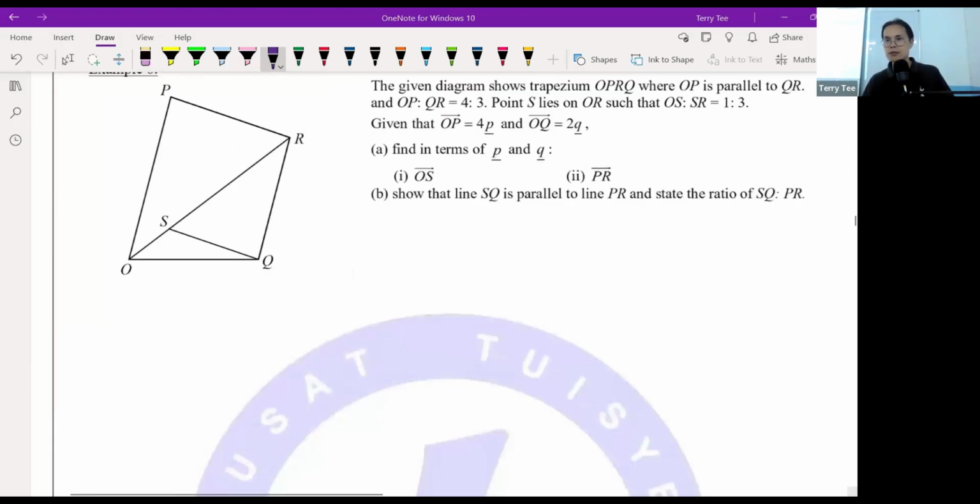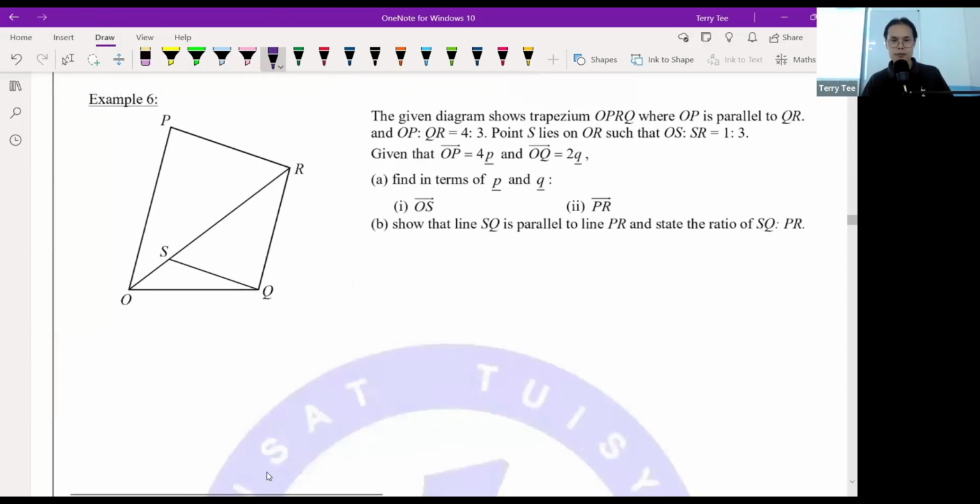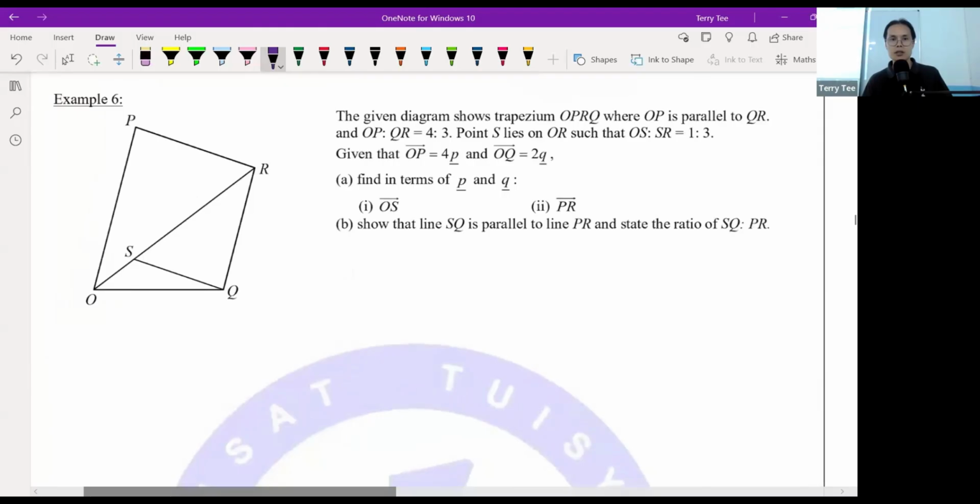Example 6. We are supposed to find, first part, vector OS. Now look at the diagram. This is a trapezium such that OP is parallel to QR and OP:QR, the ratio is 4:3. OP is 4P. QR will be 3P because 4:3, right? Then point S lies on OR such that OS:SR is 1:3. You're supposed to find vector OS.